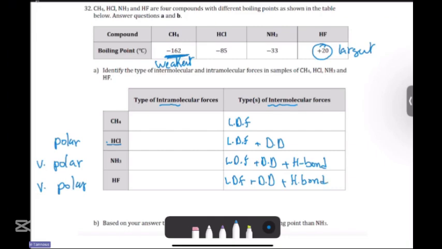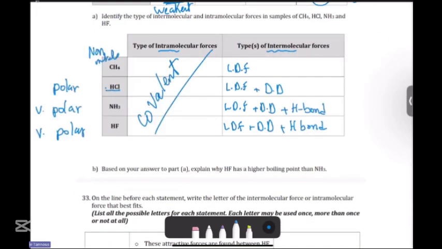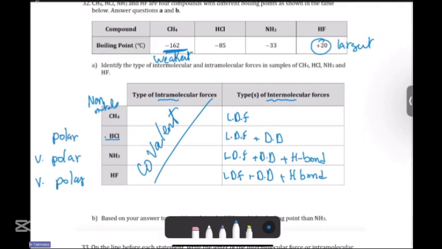Now, all the examples given to me are all between non-metals if I look at the periodic table. So all of them are covalent. They have covalent intramolecular forces. Now, based on your answer in part A, HF, since it has the same intermolecular forces like NH3, HF is still stronger.